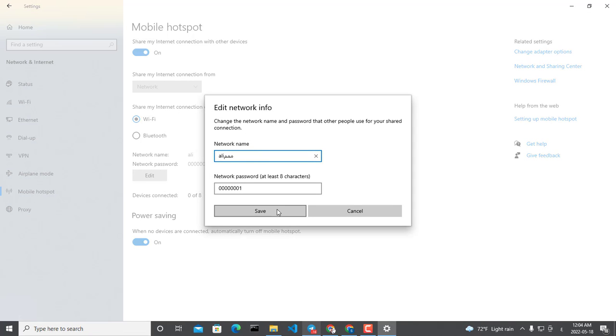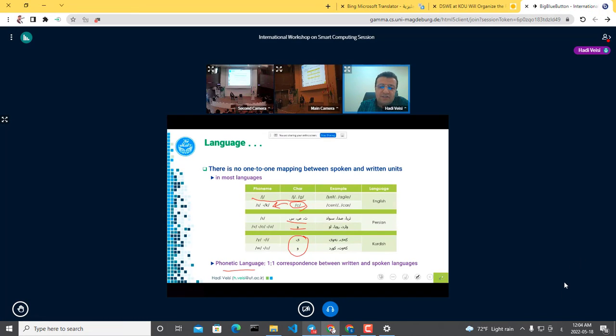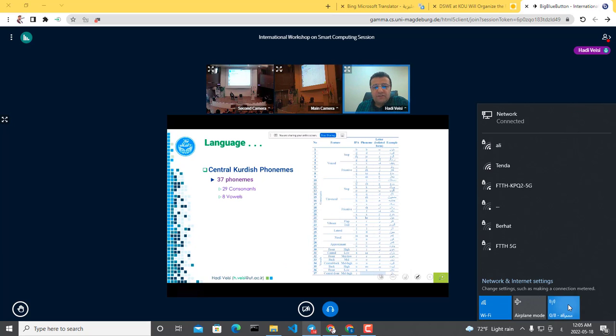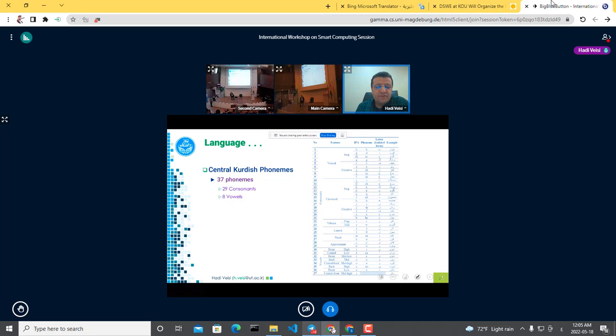We have two letters in Kurdish that each have two different pronunciations. Central Kurdish has 37 phonemes, 29 of them are consonants and 8 of them are vowels. Among these vowels, we have a vowel called bizroka, this last one, which is not written in the Arabic script form in Central Kurdish.